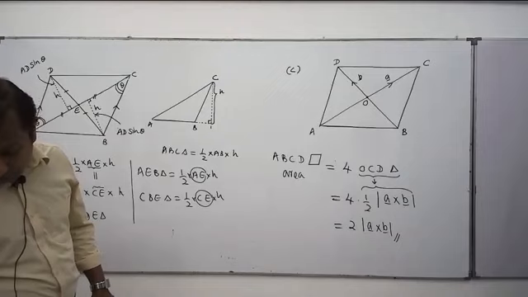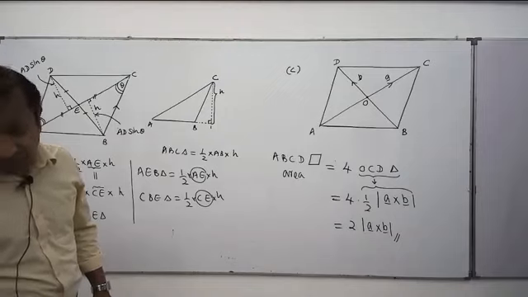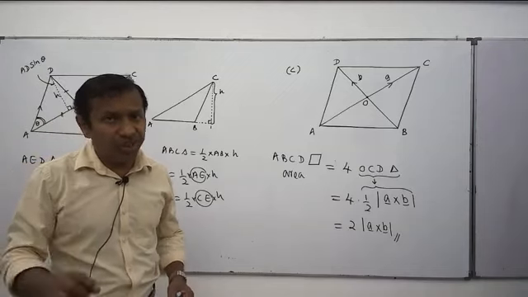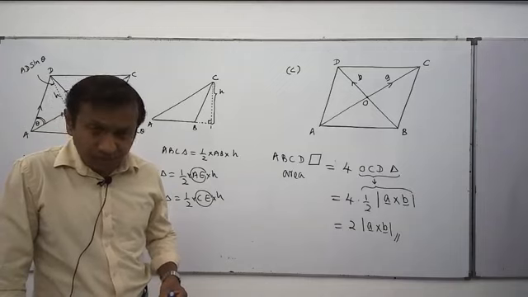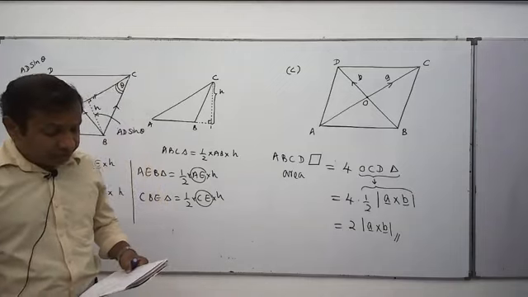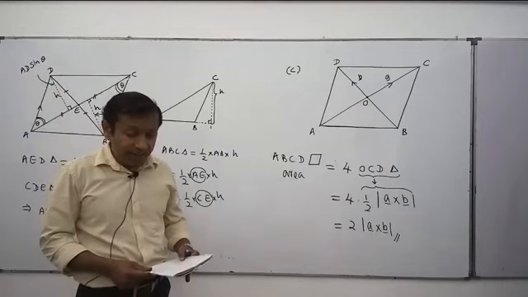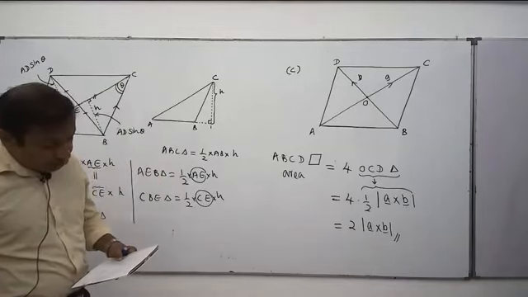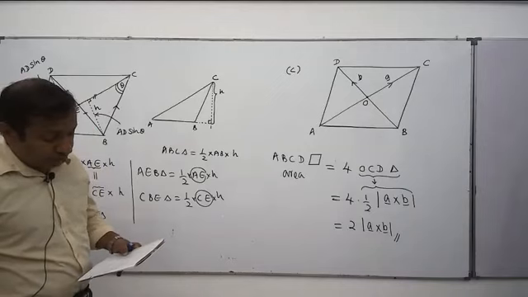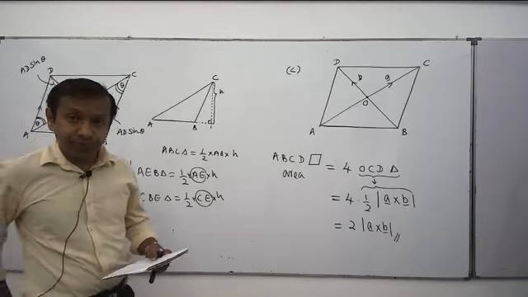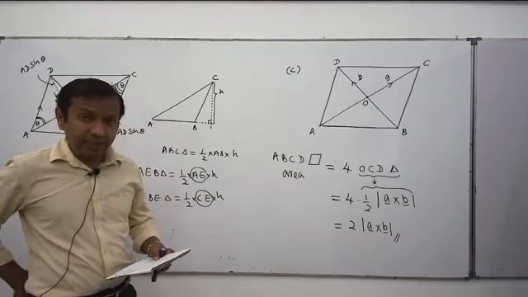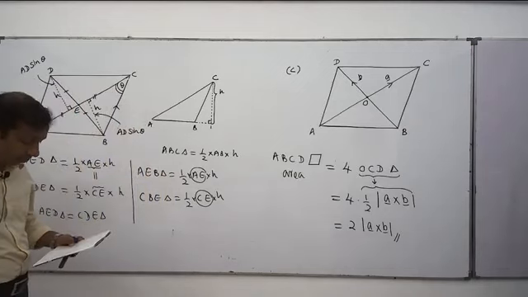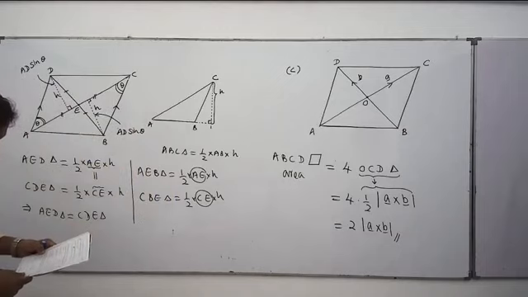Now, part D I leave as homework. You have to think a little bit to get that answer. ABCD is a quadrilateral. AC and BD are its diagonals. Show that the ABCD area is half modulus of AC vector cross BD vector. Do that as homework. I'll come to part E. Take part E.